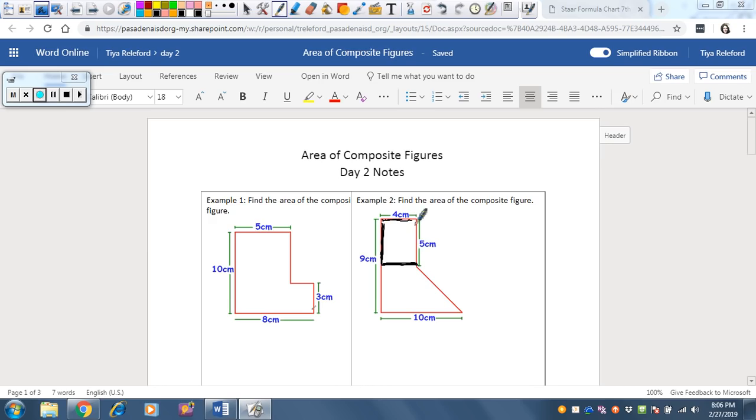So I have a rectangle first, so I'm going to use the formula for area of a rectangle. Now careful, don't use 9. 9 is this whole tall length. I just want to use 4 and 5. So the area of this rectangle is 20. Now we're going to figure out the area of this trapezoid.